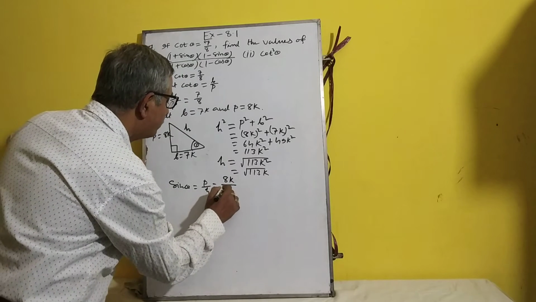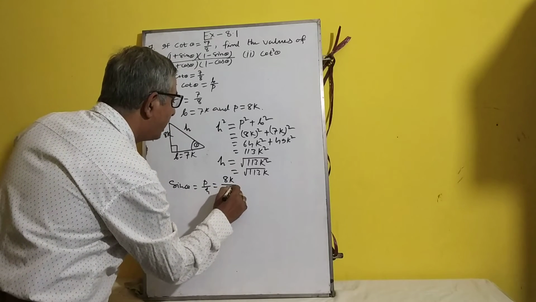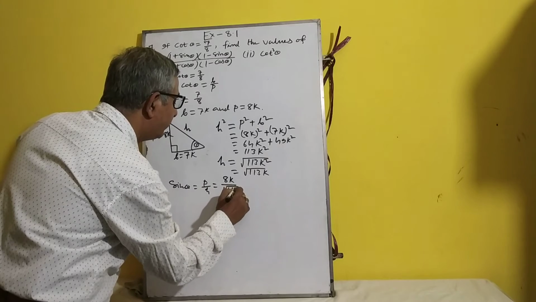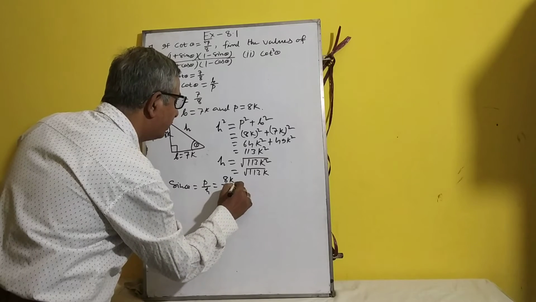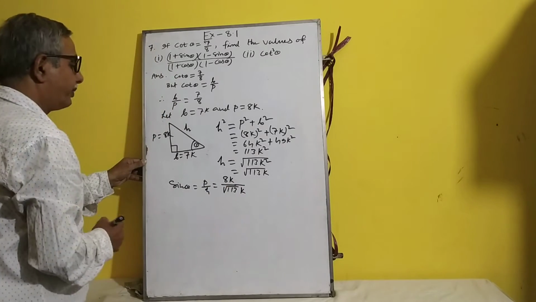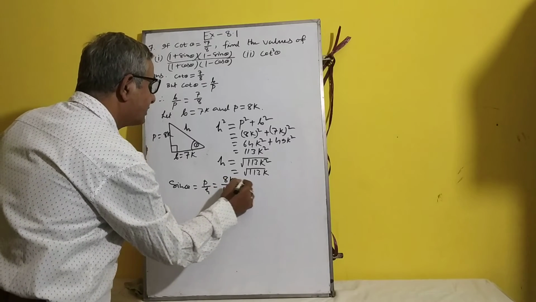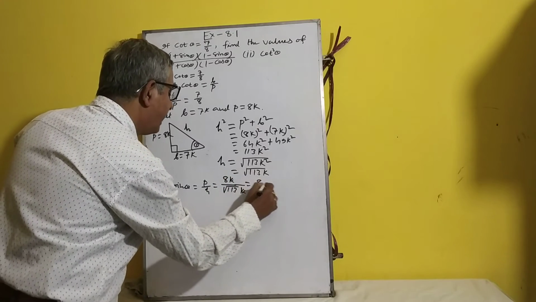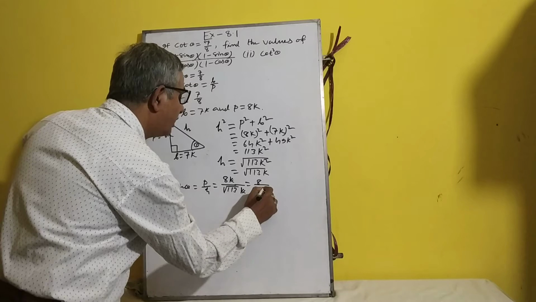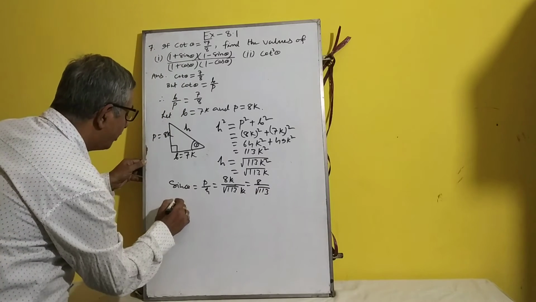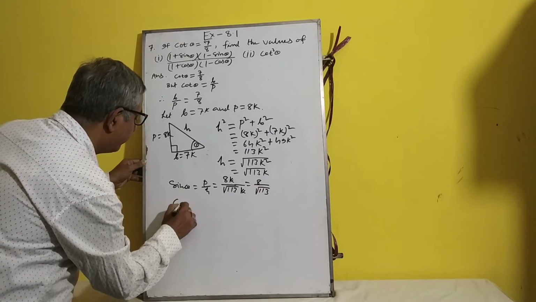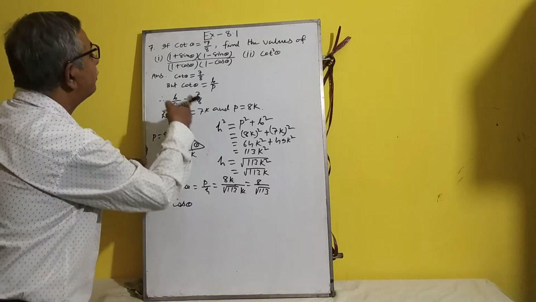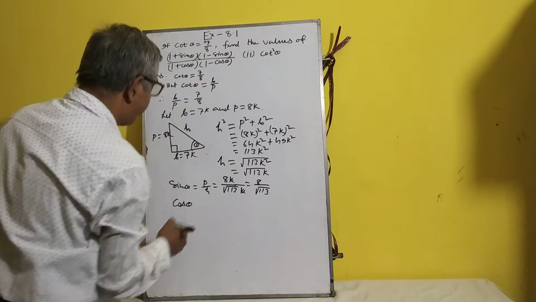Hypotenuse is equal to root under 113 k, and k will be out of the radical symbol. K will be cancelled. You are getting 8 by root 113. Now cos theta. Why cos theta? Because cos theta will be required. Here you see cos theta.